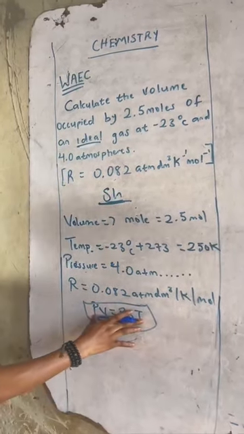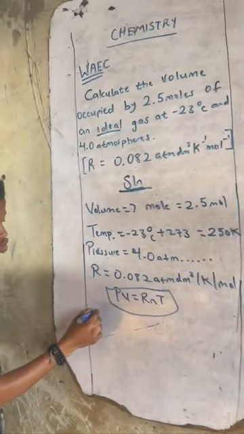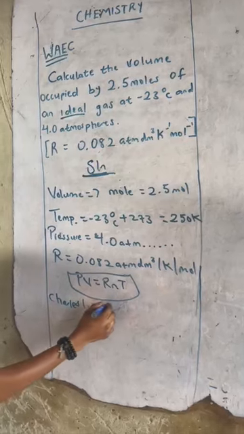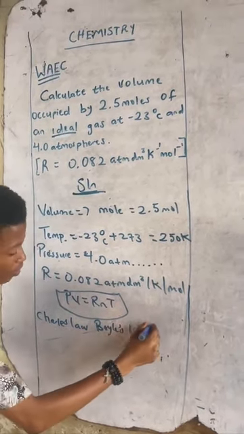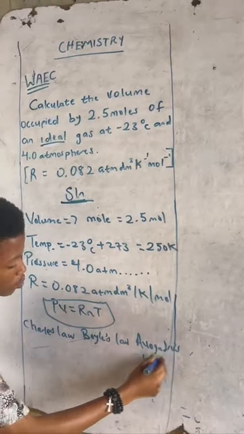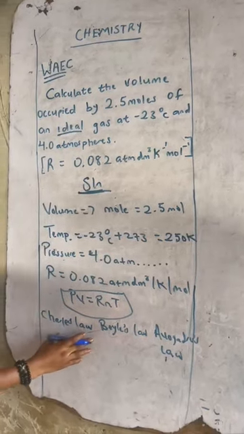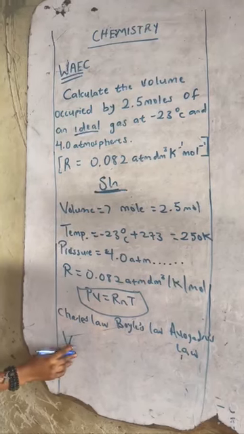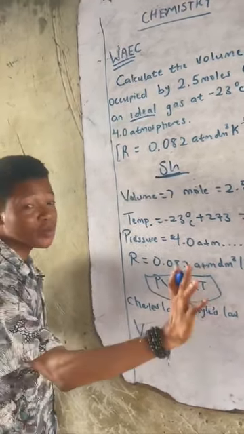This formula here is actually gotten from the gas laws. We have about 9 of them. So we have Charles' law, we have Boyle's law, and we have Avogadro's law or you call it principle. Alright, now let's take Charles' law. Charles' law states that the volume of a fixed mass of gas is directly proportional to its absolute temperature in Kelvin.